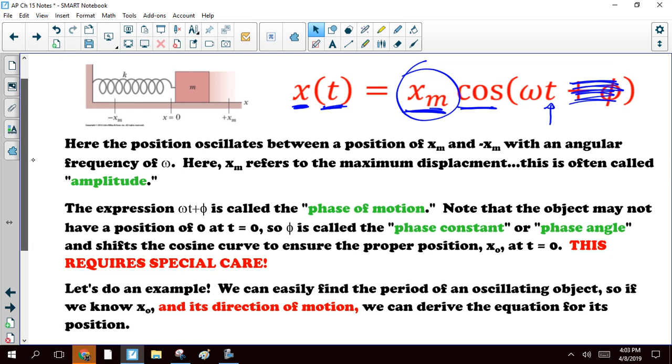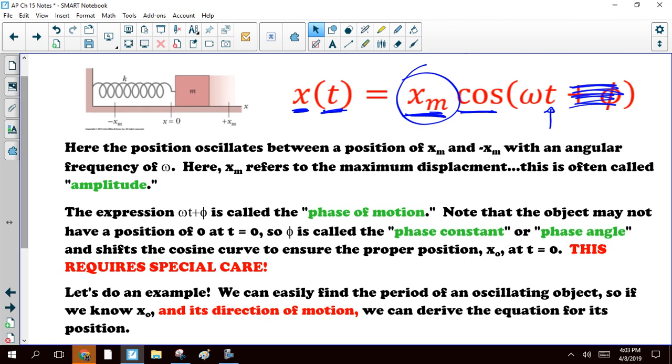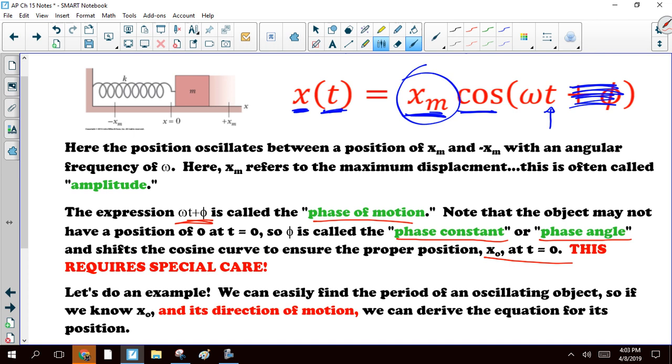So here the position oscillates between your maximum and minimum values. Angular frequency is omega. Xm is the amplitude. We talked about that. This guy, omega t plus phi, is the phase of motion. The phi itself is called the phase constant, sometimes the phase angle. And like I said, it shifts the cosine curve to ensure the proper position at time 0. Got to be super careful. We'll do an example in a minute.